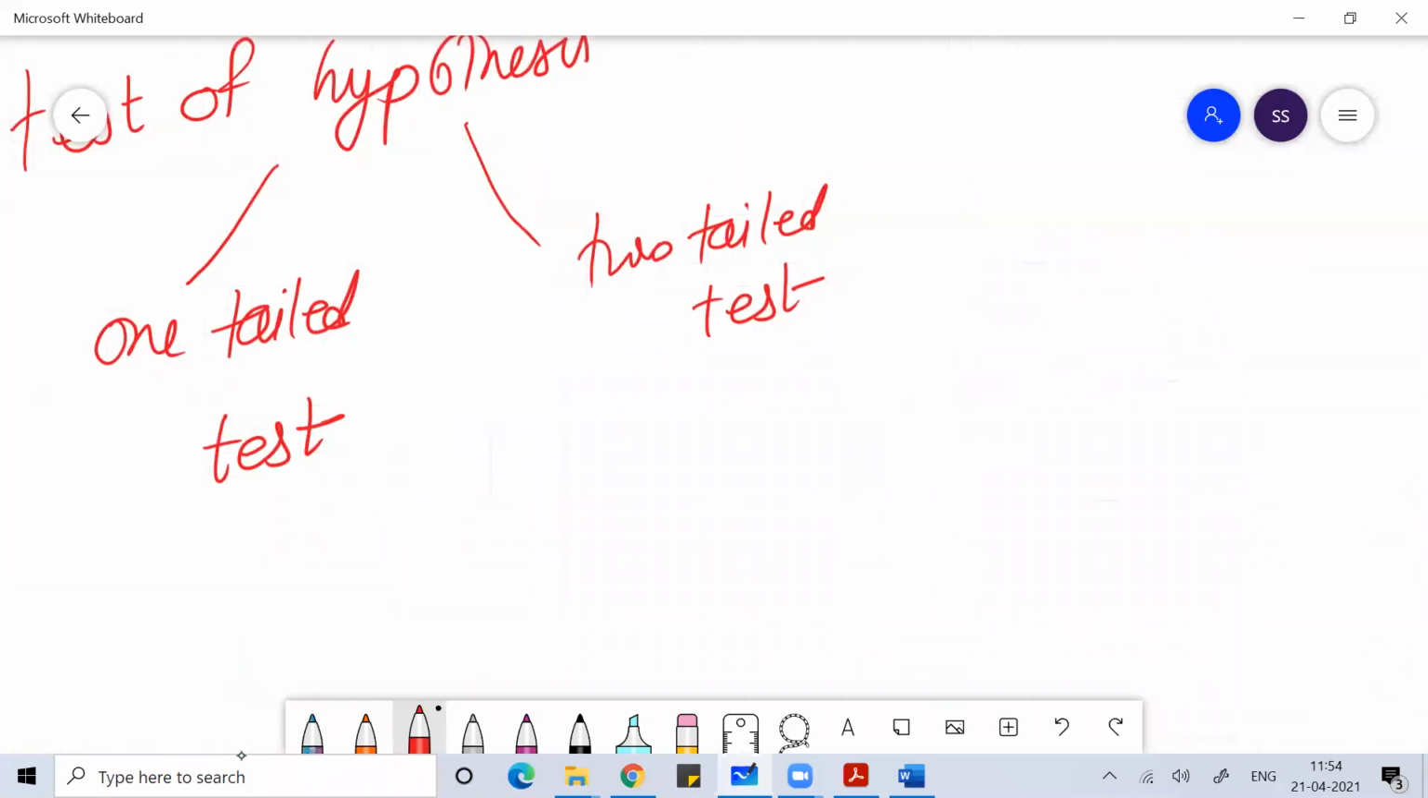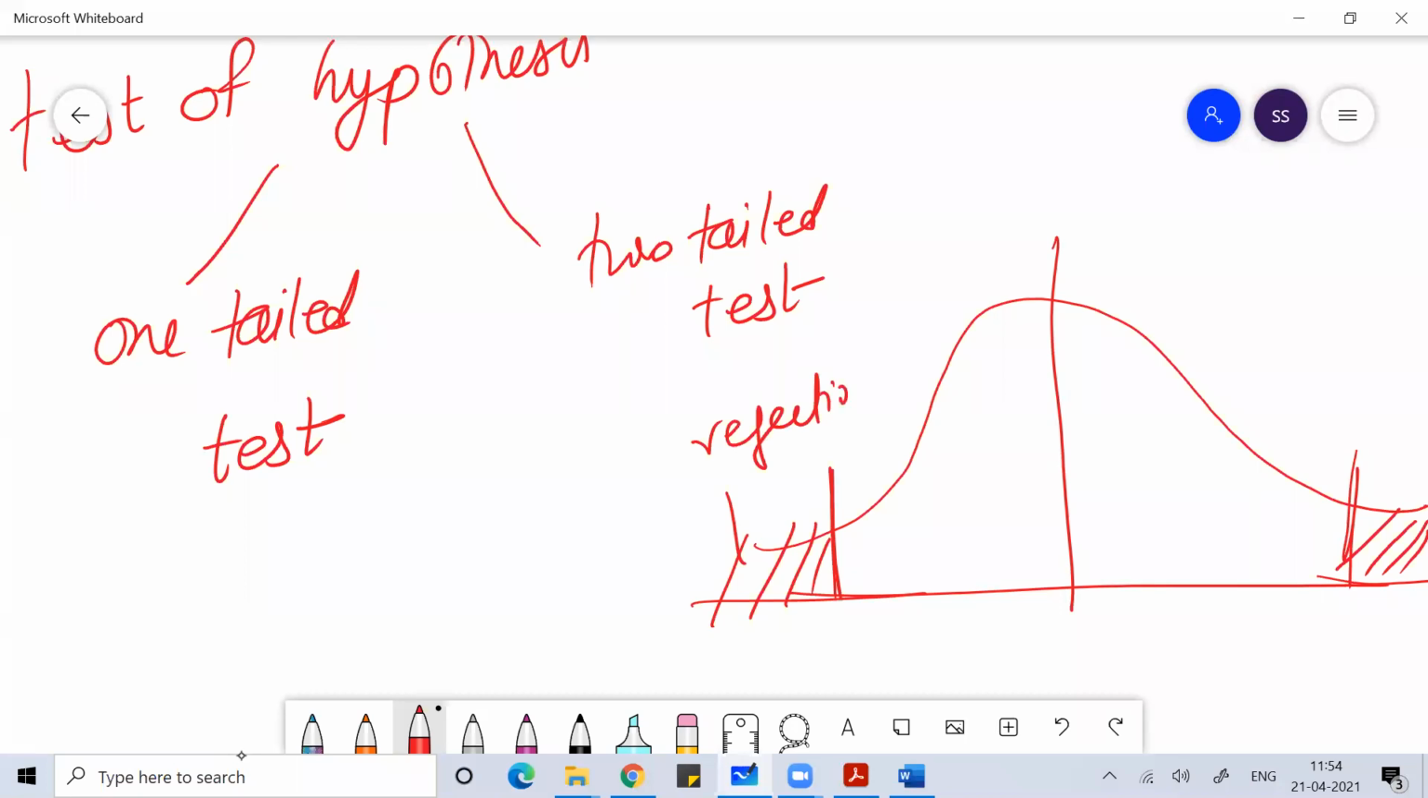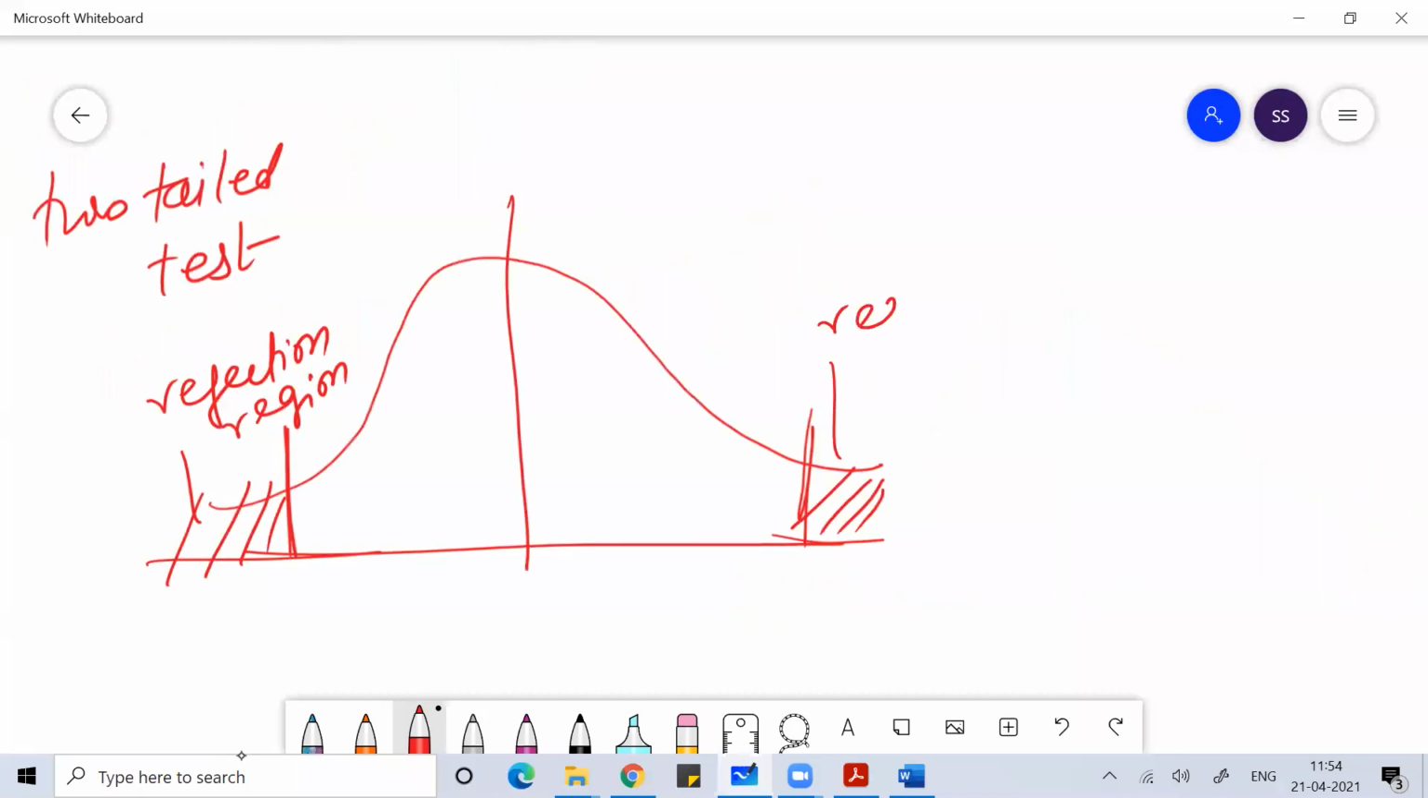Two-tail test means when you draw the normal distribution curve, you put two levels of significance. On the two sides, you put the boundary level of significance. The rejection region is put in two places, both on the left and on the right. So both would be your rejection region.